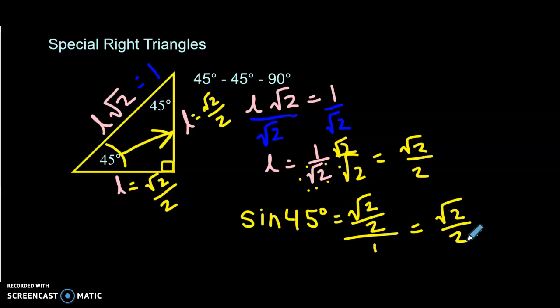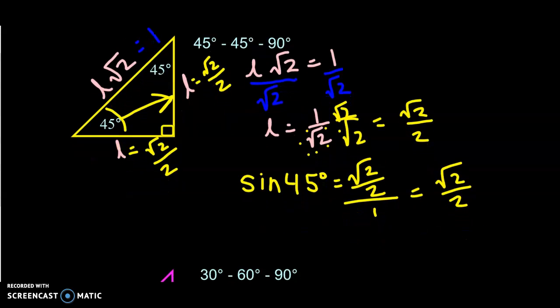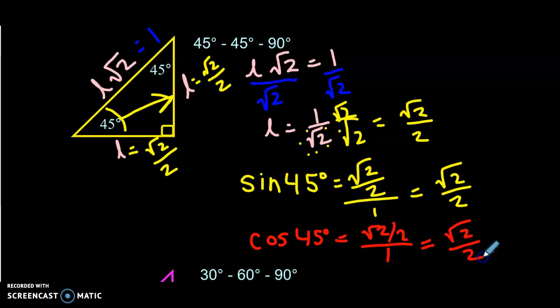Right? And if I wanted to take cosine of 45 degrees, that is equal to adjacent over hypotenuse. And what's my adjacent? That's also square root of 2 over 2, over the hypotenuse, which is 1. So cosine of 45 is square root of 2 over 2. Okay? So we ended up finding both sine and cosine for 45 using our special right triangle.